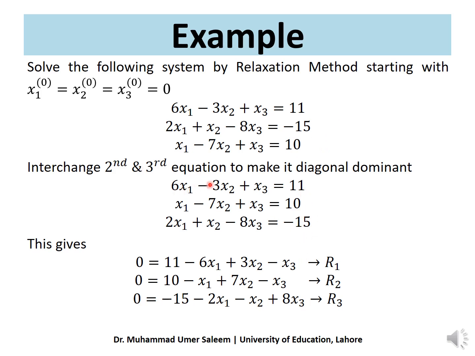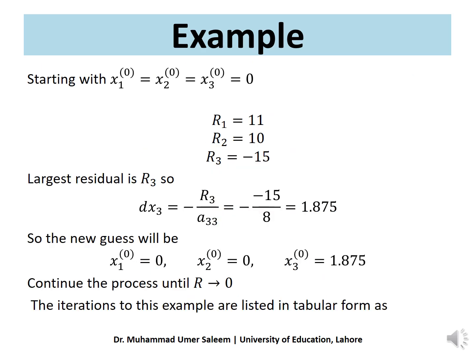So the second step was to transfer all these values to the right hand side to make the left hand side 0. So this is your first residue, this will be your second residue, and this will be your third residue. So we're starting with x1, x2, x3 equal to 0. So you will get the residue from the first equation as 11, for the second equation 10, and for the third equation minus 15. So the largest residue is R3.